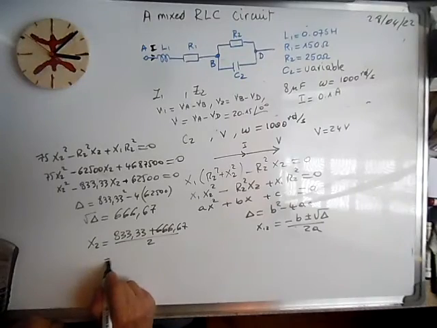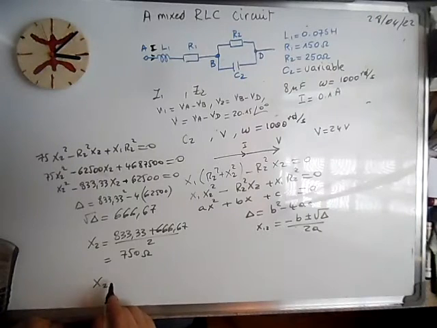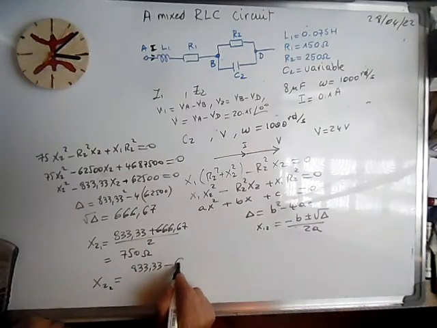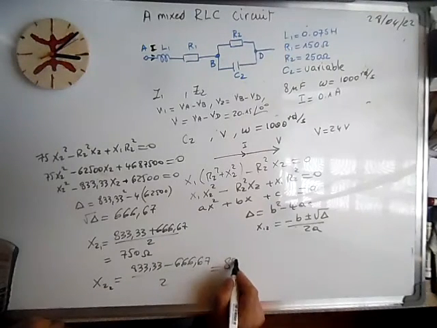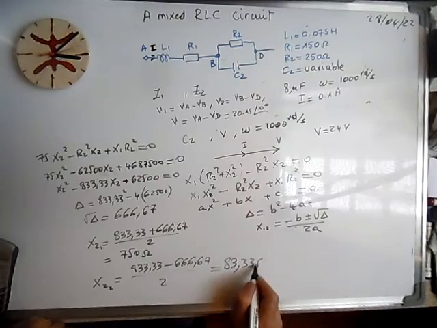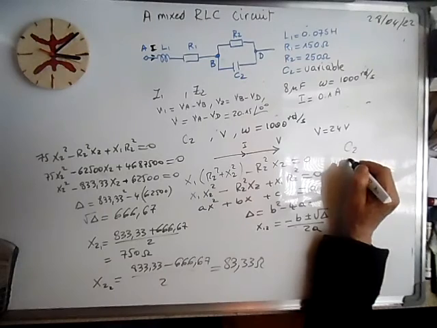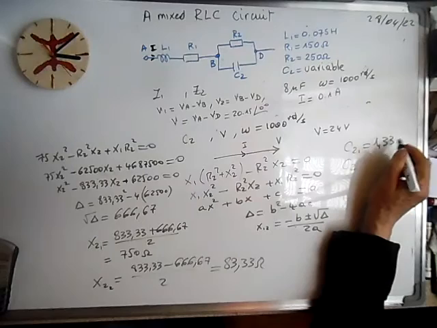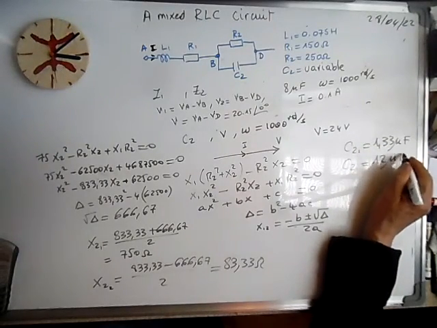From this we calculate X2. The first solution is X2 equal to 750 ohms. The second solution is 833.33 minus 666.67 over 2, and this will give us 83.33 ohms. And from these we calculate C2. The first is 1.33 microfarad, and the second one is 12 microfarad.